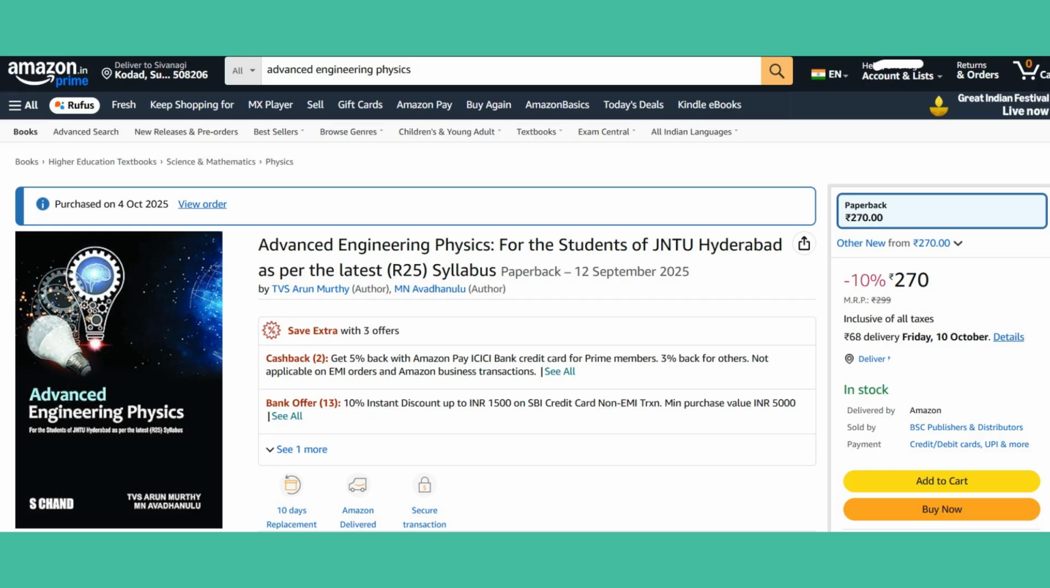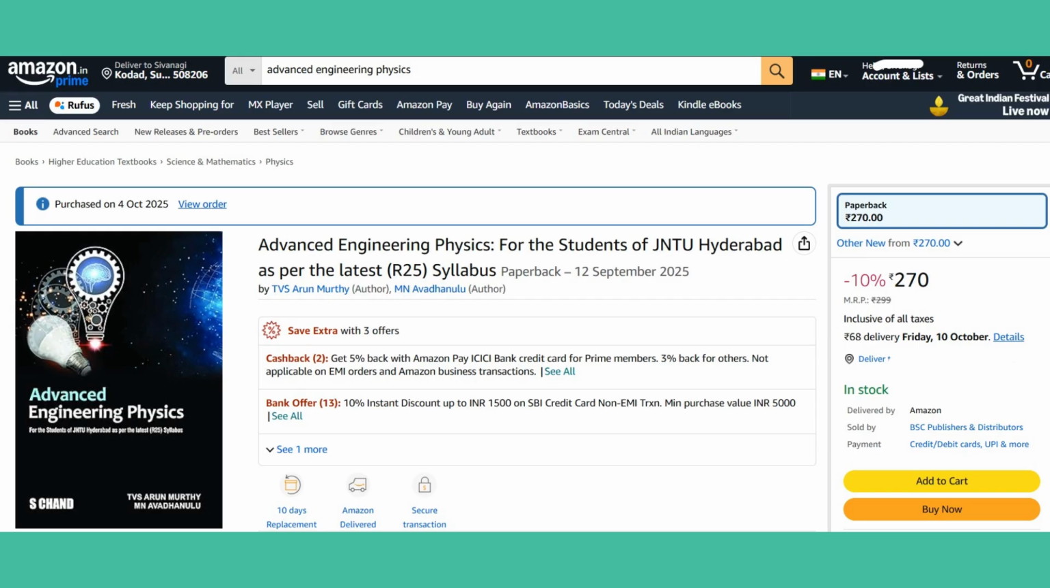When it comes to the book, this book is designed for the JNTU Hyderabad syllabus, for affiliated colleges and autonomous colleges, and it covers almost all the syllabus. A few units may be different for the autonomous colleges, the remaining is all the same.